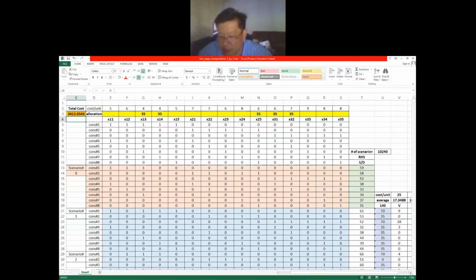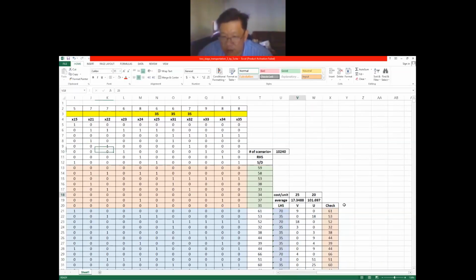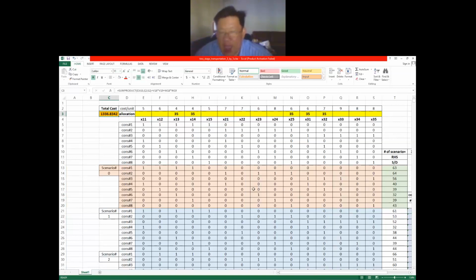Maybe that's a little bit too much. I'll change this to something not so large. Maybe I put this as 10, and this one, let's assume 5 and 3. Let's say only 5 and 3 units here. You might wonder why I change the values of these.